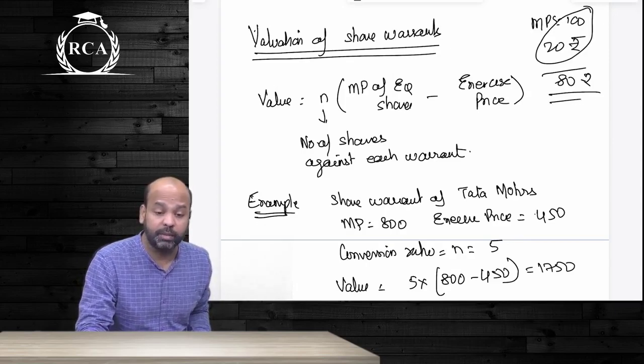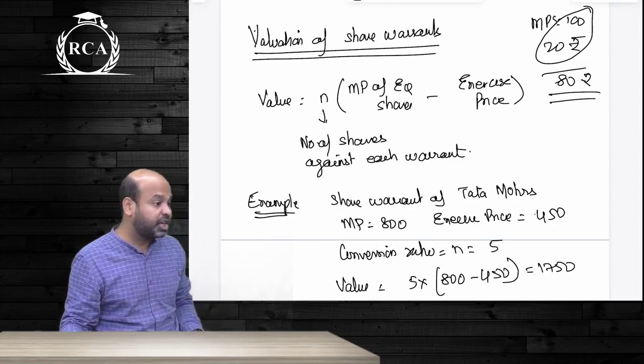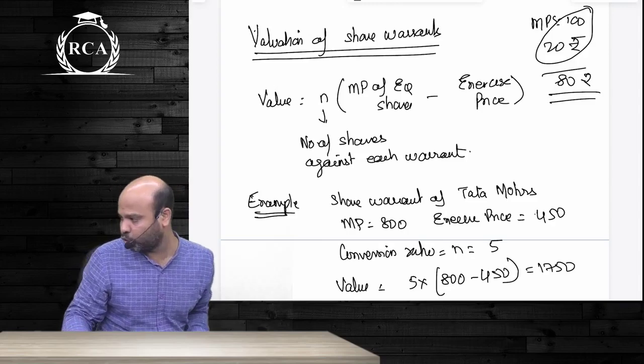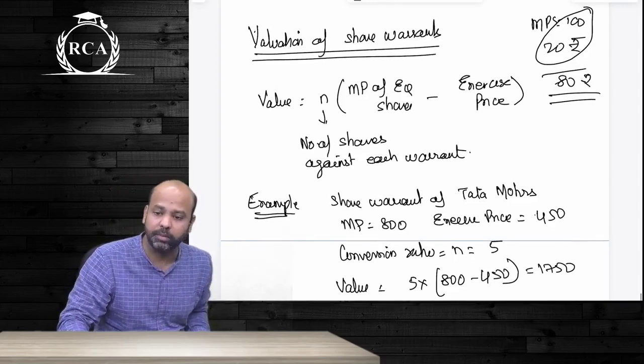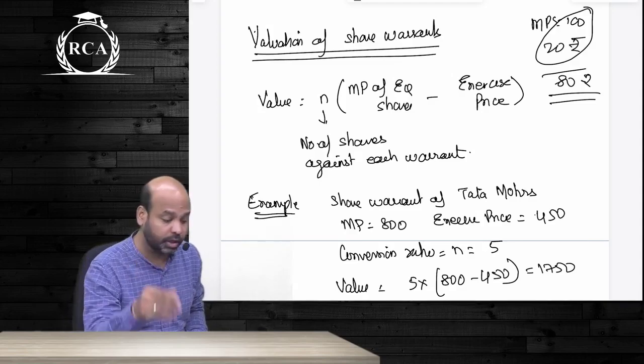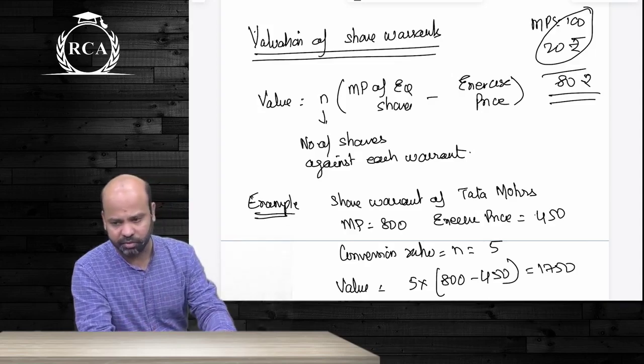But a warrant can be for more number of shares. It need not be for one share. If the warrant is for 5 shares, the total benefit that the warrant holder is going to get will be 5 shares multiplied by 80 rupees. That will become 400. This is how you're going to determine the value of a share warrant. These are all the concepts that we have covered in bond valuation.